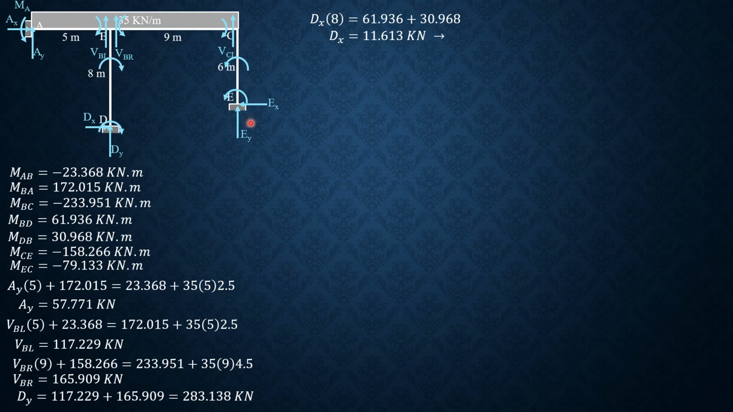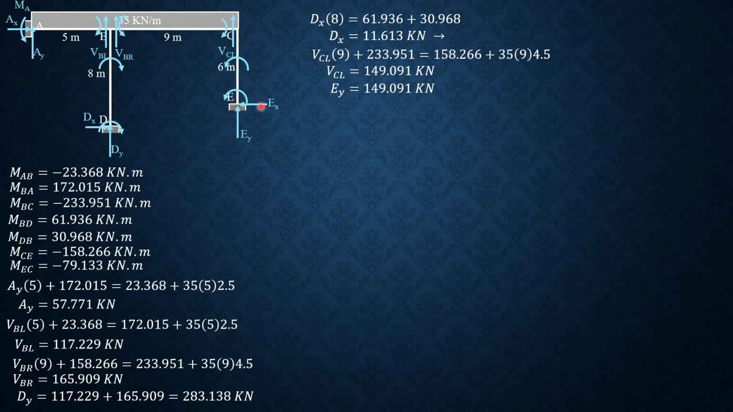So let's solve shear at C just to the left, because if you draw the free body diagram of column CE, it is CY. Shear at C just to the left times 9 plus moment BC, which is 233.951, equals moment CE, which is 158.266, plus moment of the load. So this equation is, we consider BC and we sum up moments about B. Computing shear at C just to the left, which is equal to EY, is 149.091 kilonewtons. So EY is 149.091 kilonewtons.